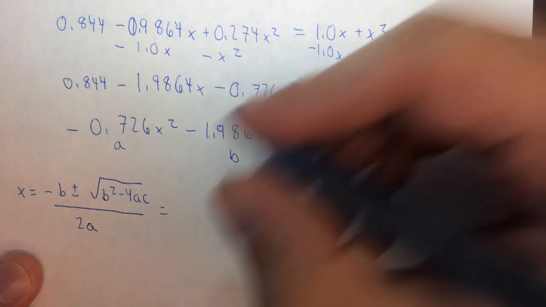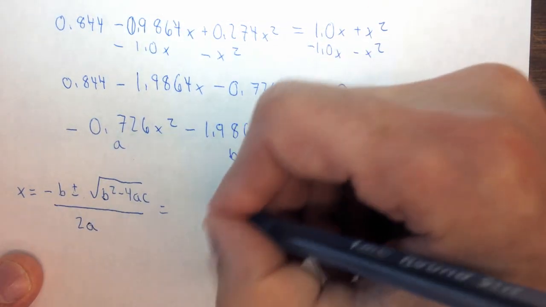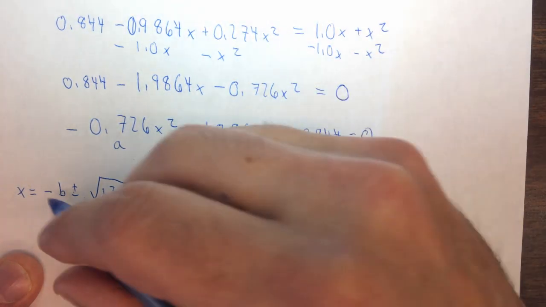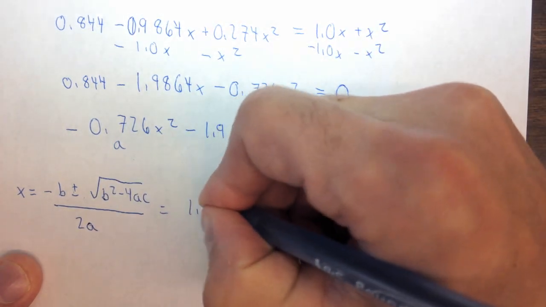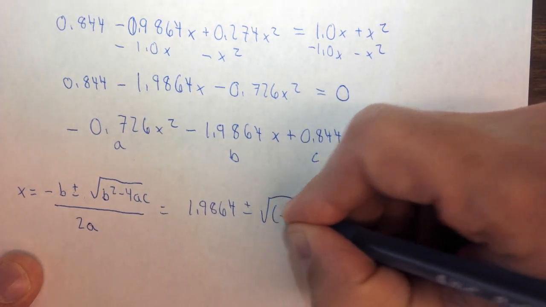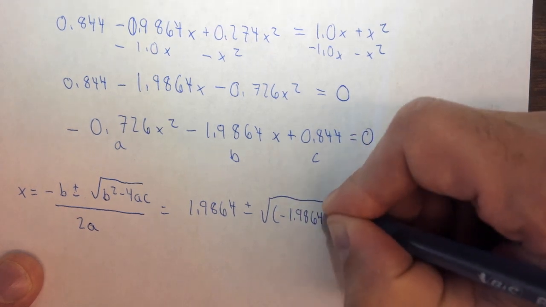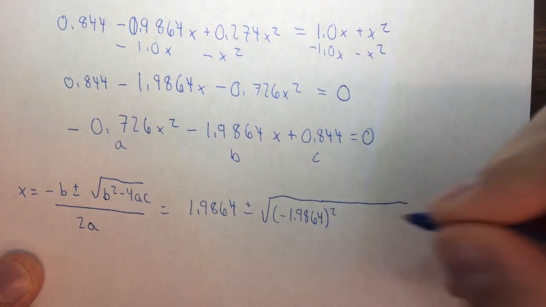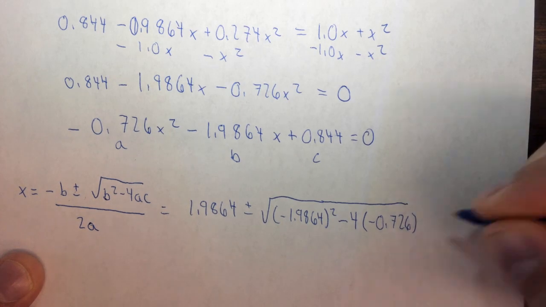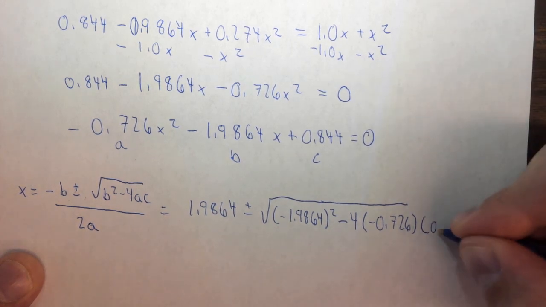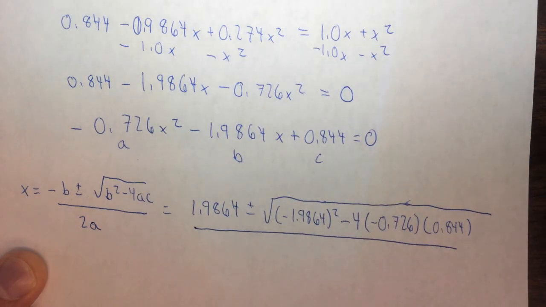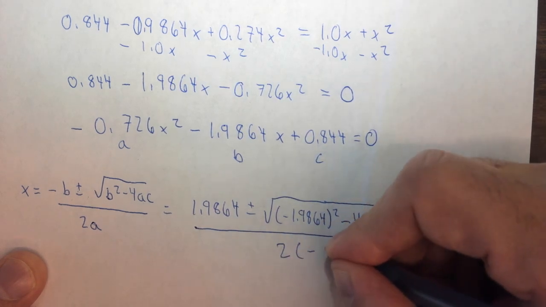So in this case, x equals negative b, which is the negative of the negative, so it's negative 1 times this negative number, so it's 1.9864 plus or minus square root of b squared, which is minus 1.9864 squared, minus 4 times a, minus 0.726, times c, which is 0.844. All divided by 2a, 2 times minus 0.726.